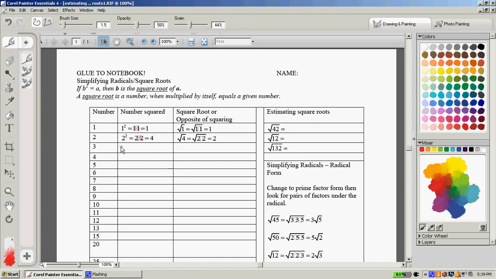Okay? So, for example, 3 squared is equal to 3 times 3, which is equal to 9. Or 4 squared is equal to 4 times 4, which is equal to 16. Okay, so go ahead and pause the video now, and then fill out the rest of this chart.